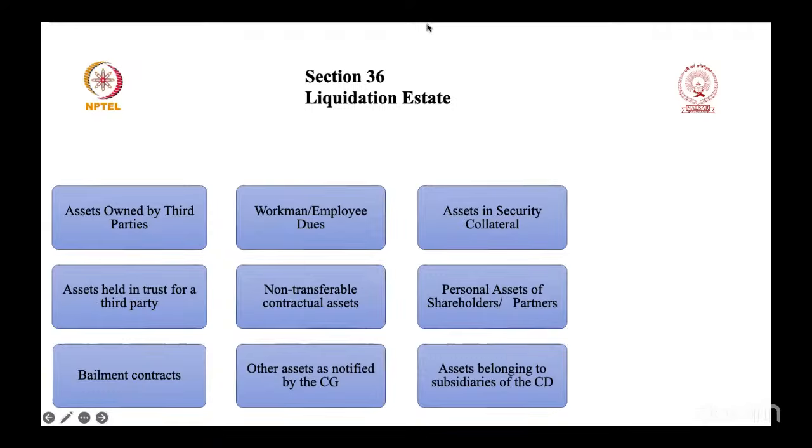Then he should also intimate IBBI. Why? Because IBBI is the regulator who is monitoring the liquidator, and he has to submit frequent reports to IBBI to update the status. And we all know liquidator is operating in strict, tight timelines. So to facilitate this monitoring, intimation to IBBI and ROC is very important. After that, he makes a public announcement.